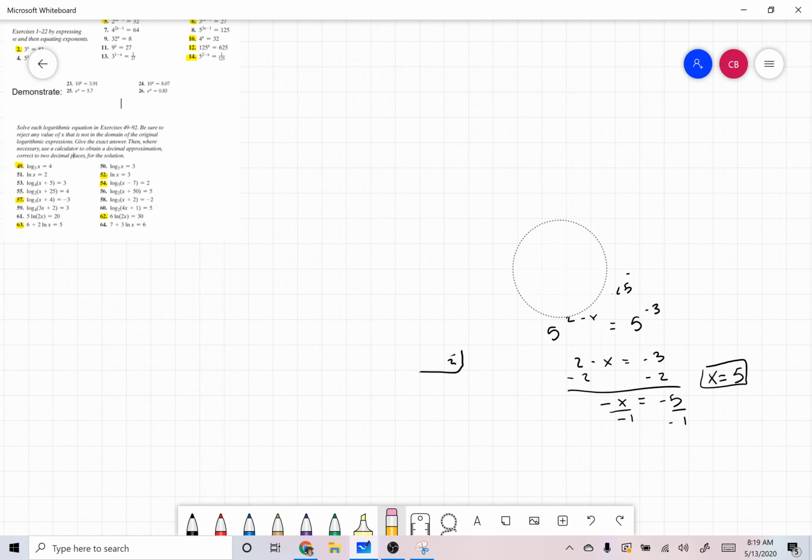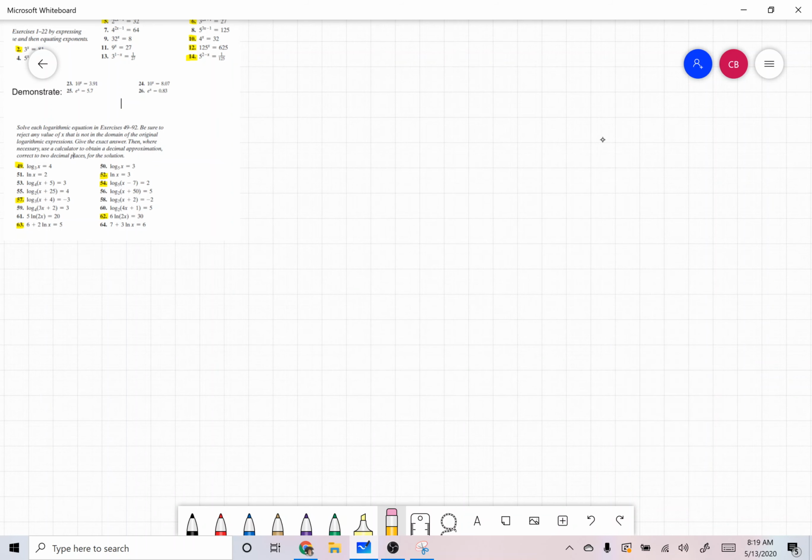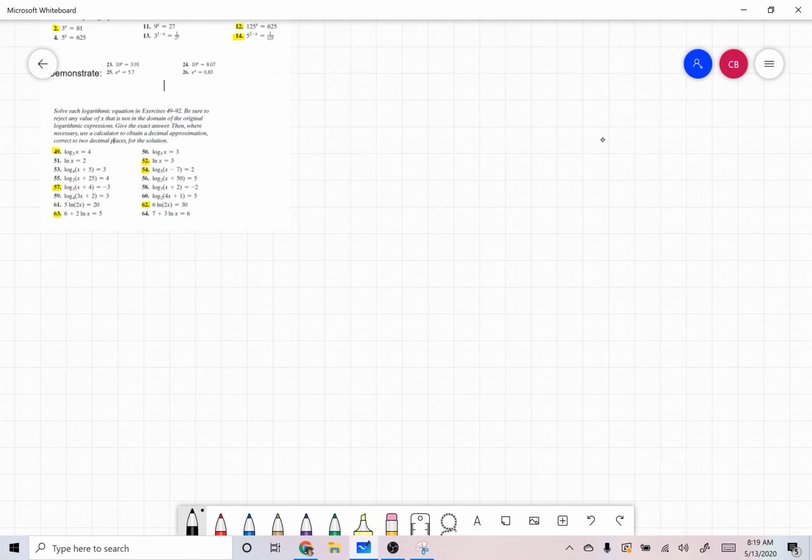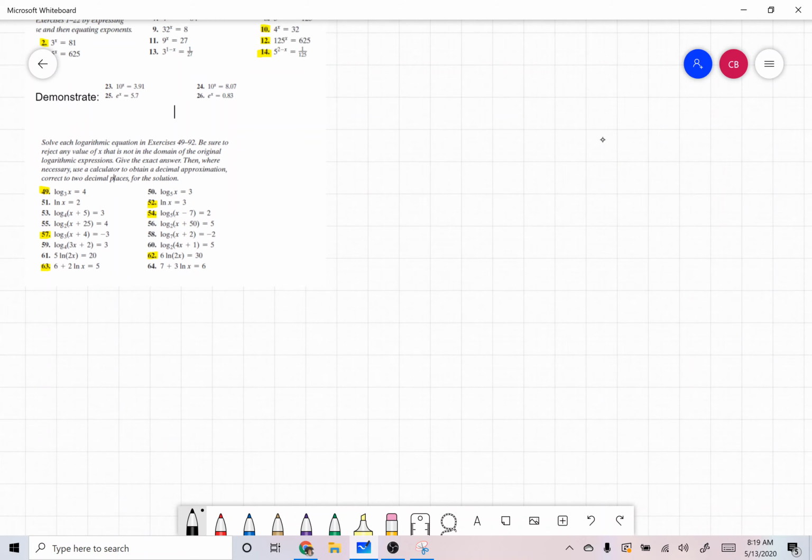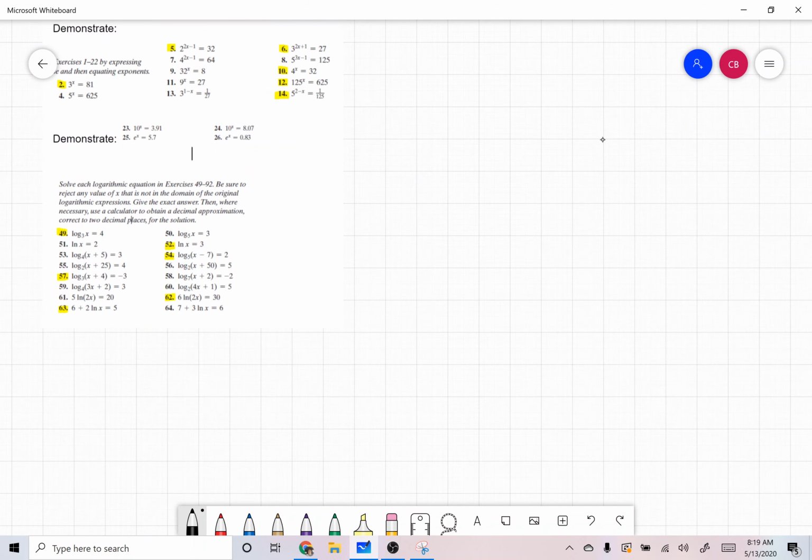If we want to do logarithmic equations, we have log base 3 of x is equal to 4. So we can rewrite this as an exponential equation. Remember, this means 3 to the 4th is equal to x, which means x is equal to 81.